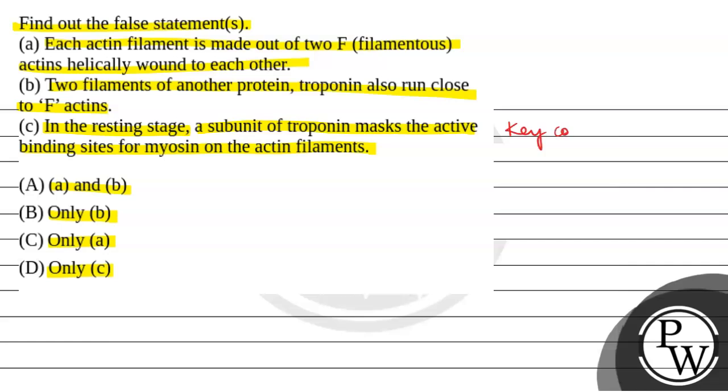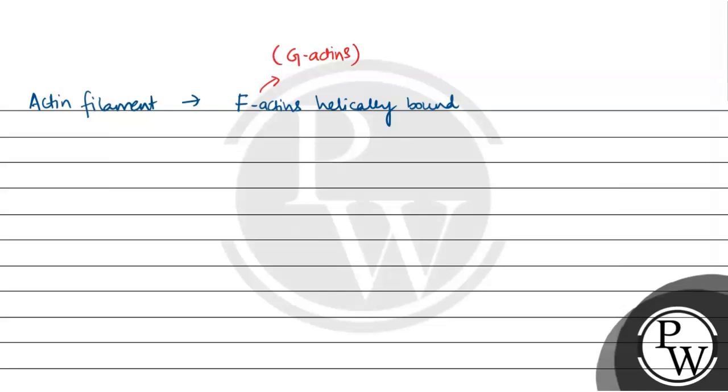So the key concept of this question is actin filaments. The actin filament is basically formed from two F actins which are helically bound together. और ये F actins are further made of G actins or the globular actins. F actins is the filamentous actins.